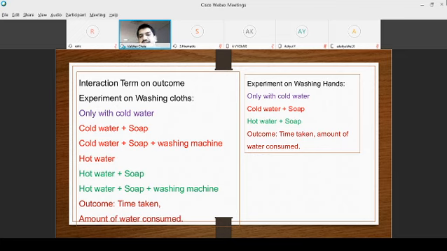So let me take the example of washing hands. Because of COVID-19, many of the people are now washing their hands, right? Especially by using either hand wash and hot water, or sometimes cold water and soap. So, which will be more effective? If I wash my hands only with cold water, or with cold water and soap, or with hot water and soap, definitely the interaction effect of hot water and soap will be more to remove the pollutants. The time taken and amount of water consumed will be less. Definitely, hot water plus soap will have more interaction, and because of this, we are going to have a very good outcome.